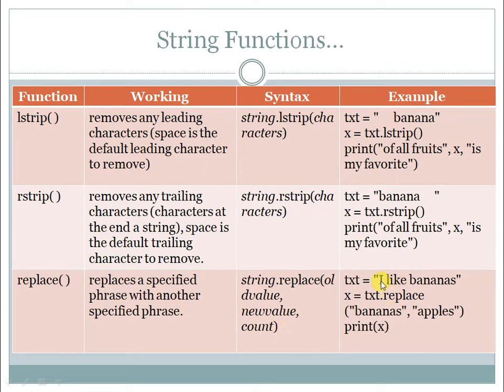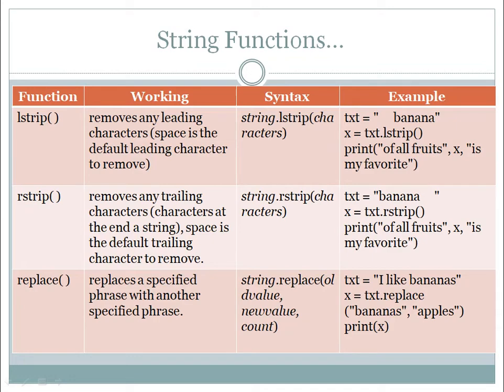Suppose you have the string as I like bananas and you want to replace bananas with apples, you can write like this, text dot replace bananas comma apples. So the result of x will be I like apples. Clear? Very easy. But you have to try these functions on the IDLE shell and play with different values, so that you can get the actual feel of these functions. So you must practice these functions in the IDLE shell.